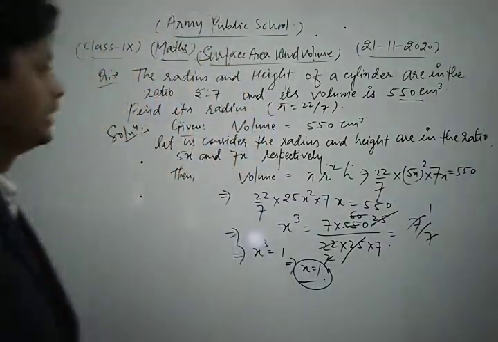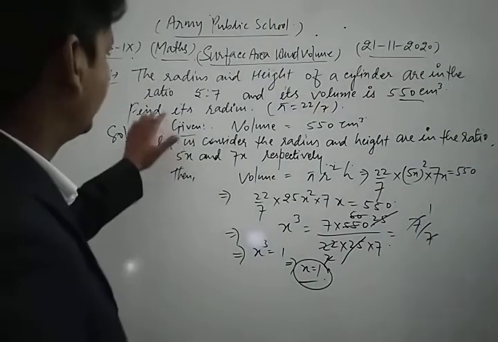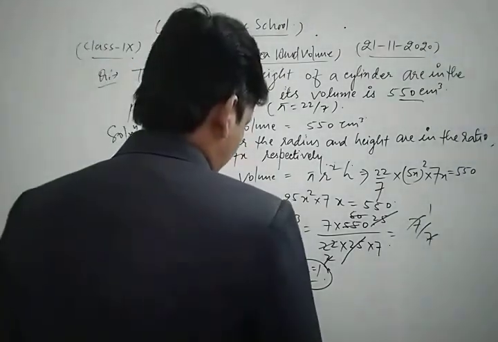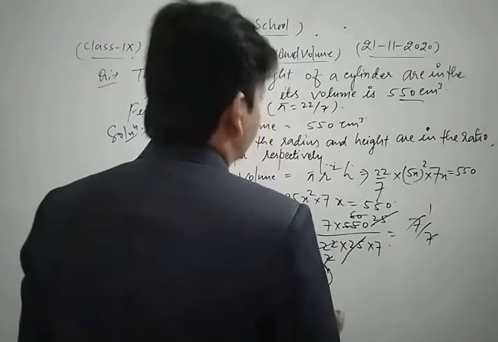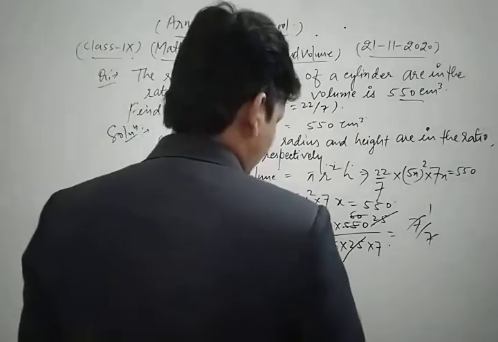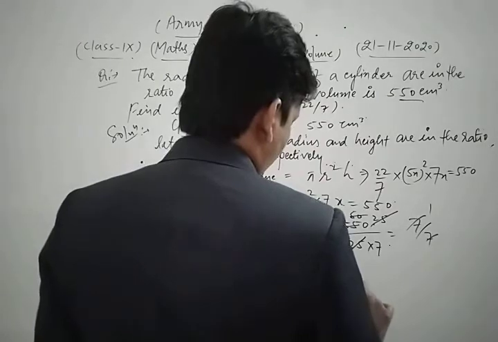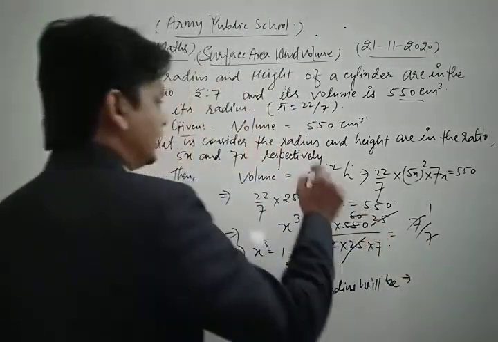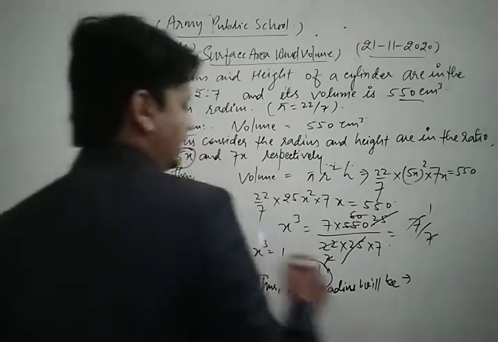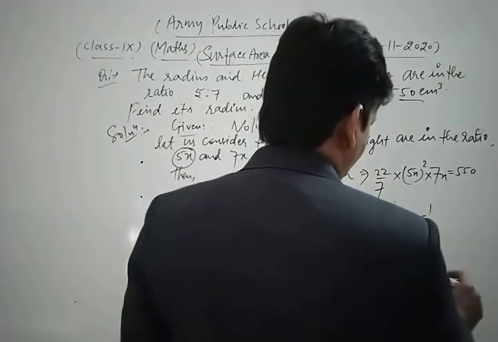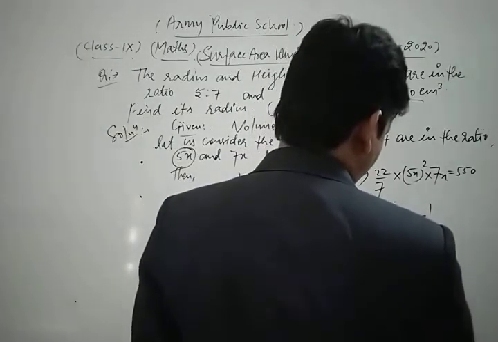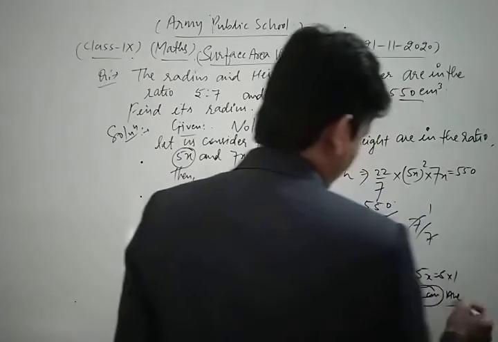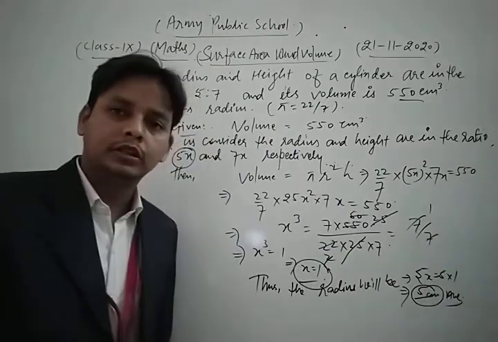Now we find its radius. Thus the radius will be 5x, that is 5 into 1, that is 5 centimeter. This is our required solution of the given question.